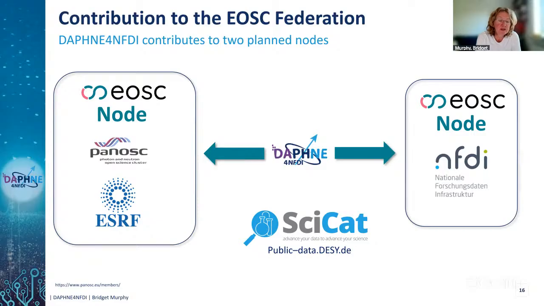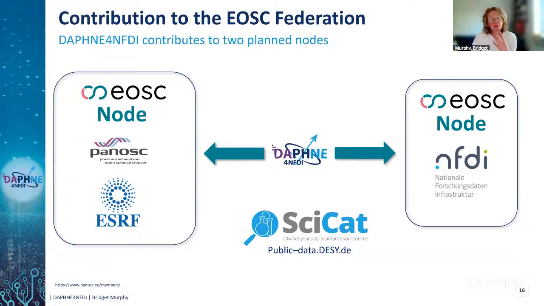And where does this fit into DAPHNE, or where does DAPHNE fit into the EOSC node? So what we are providing is the SciCat solution, the public data at desy.de, and this comes in two. We provided, first of all, within the NFDI solution for public data catalogues, but also the same solution is built into the PaNOSC. This is the Photon and Neutron Open Science Cloud project, which is led by the ESRF for all of the large-scale facilities across Europe.